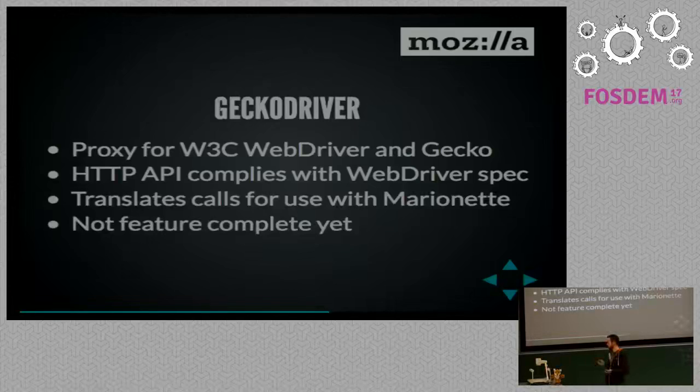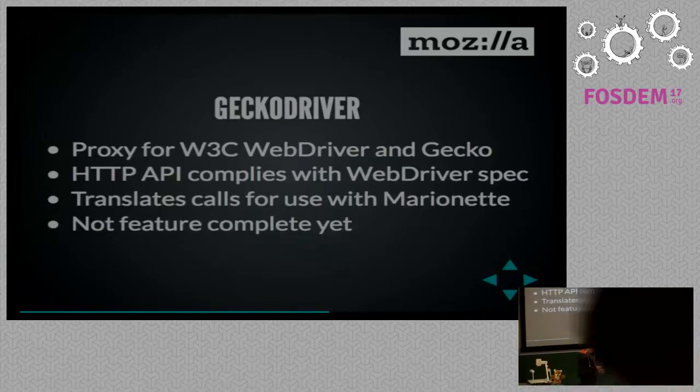So GeckoDriver is an HTTP API that complies with the spec, and it translates the calls that it receives for use with Marionette. Marionette is able to automate Firefox or any Gecko-based application, and GeckoDriver receives the spec-compliant commands, translates them so that they can be carried out with Marionette. And it's not yet feature complete.